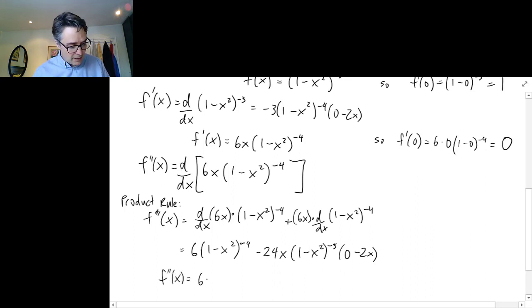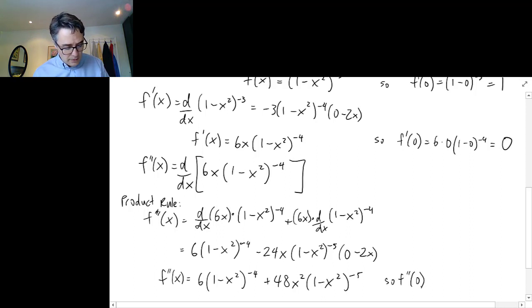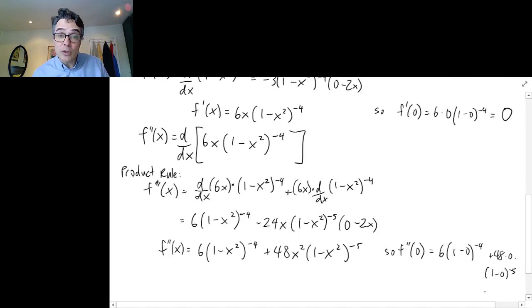You get f double prime x is equal to 6 times (1 minus x squared) to the minus 4 plus 48 x squared times (1 minus x squared) to the minus 5. Now all we need is what that is at 0. F double prime at 0 is going to be 6 times 1 minus 0, so that's 6, plus 48 times 0 squared, so that's all going to be 0. It doesn't matter what it is. F double prime at 0 equals 6. So what we've got here is the derivatives are 1, 0, and 6.